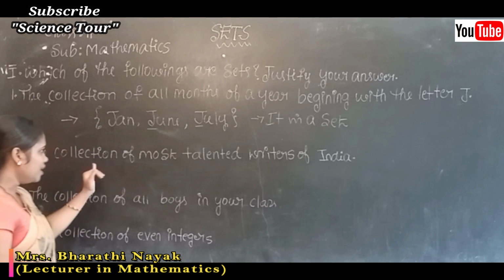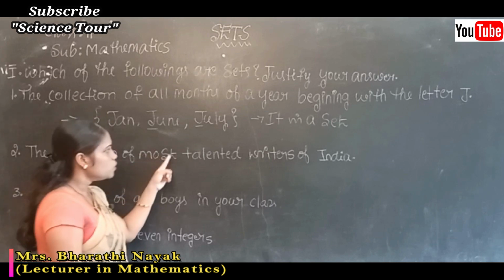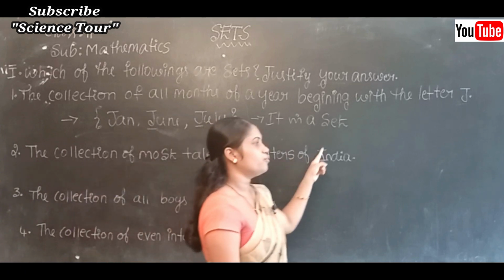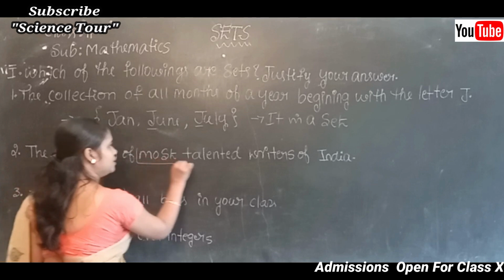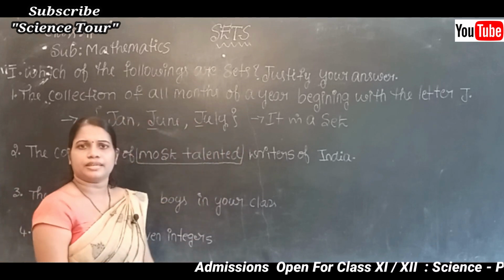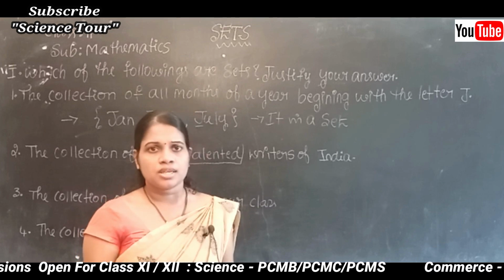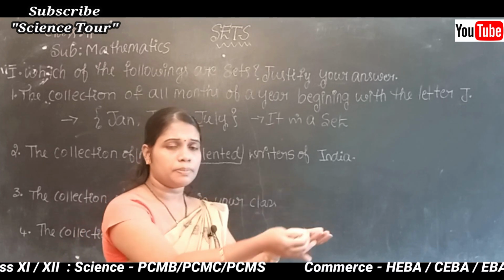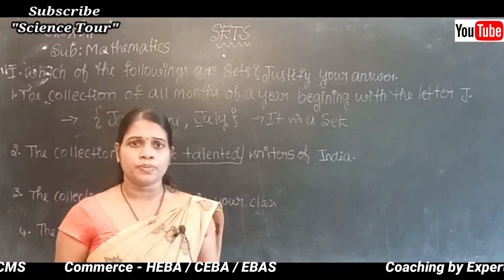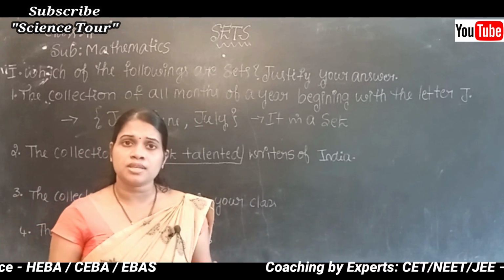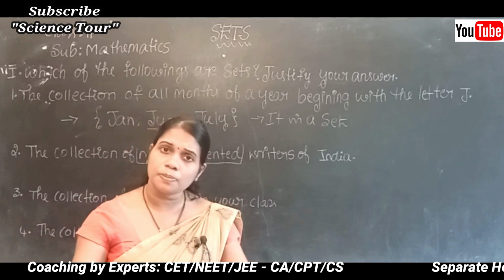Okay. So the second example I will consider the collection of most talented writers of India. Okay. See, most talented. Again the word most talented. So is it a well defined collection? Yes. If you ask this question with one person, he may give a list of most talented people. If you ask the same question with another person, he may give a different list. Right? The list will vary from person to person.